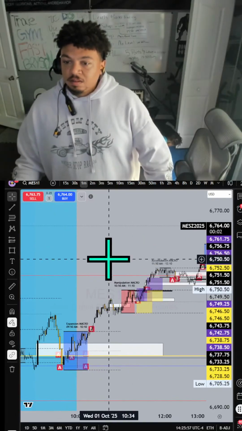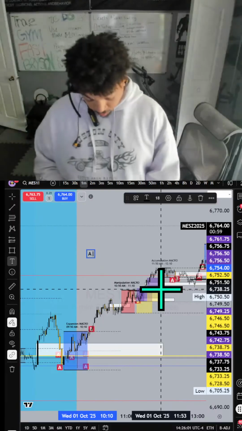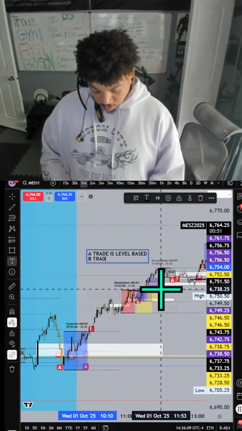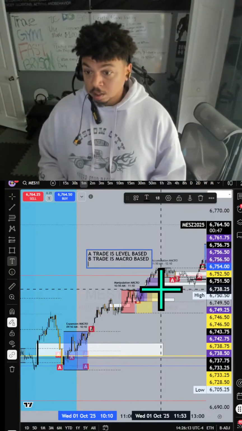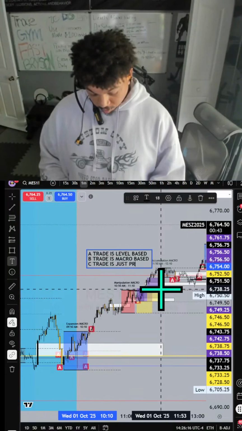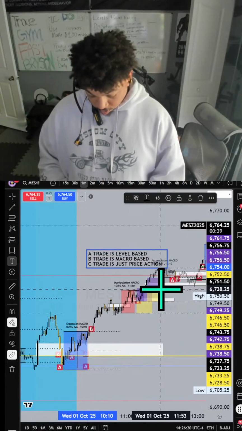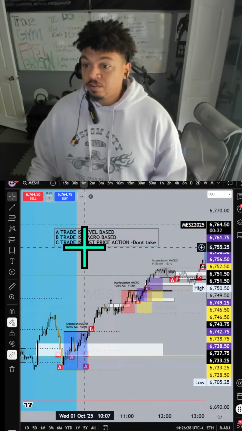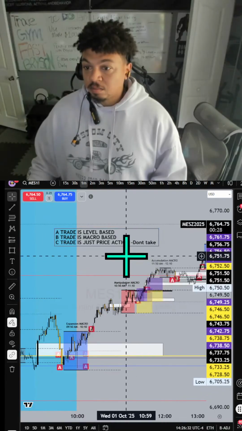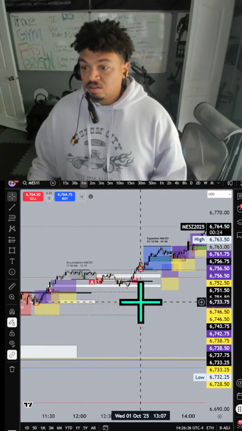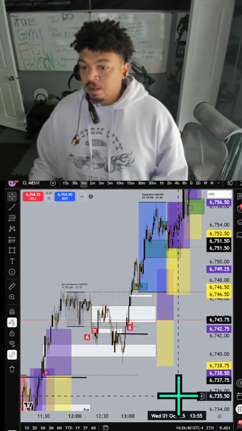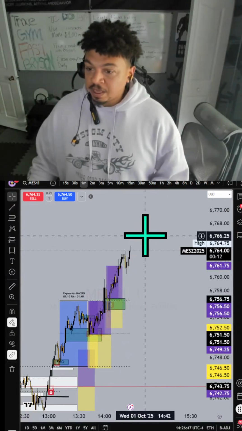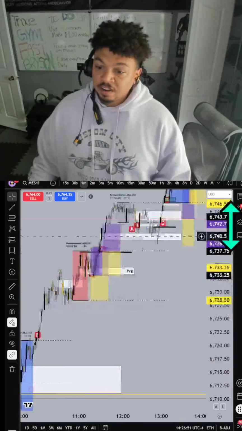We're looking at A's, B's. So an A trade is level based. B trade is macro based. C trade is just price action, right? So C trades become very dangerous on days like today, where you want to sell and you force a sell versus being in alignment with the trend. The trend is going up. Any bias put on a B would have worked. The A's were minimal because we've already touched the A's early on.